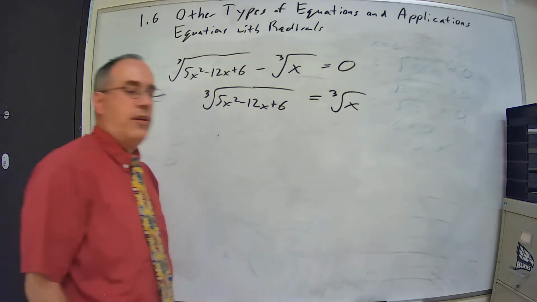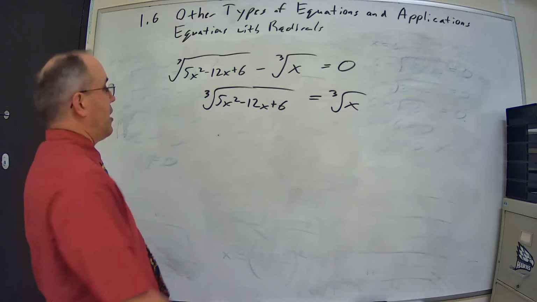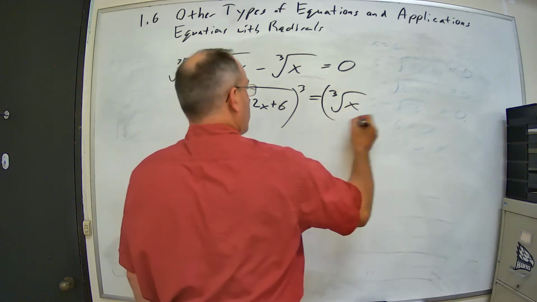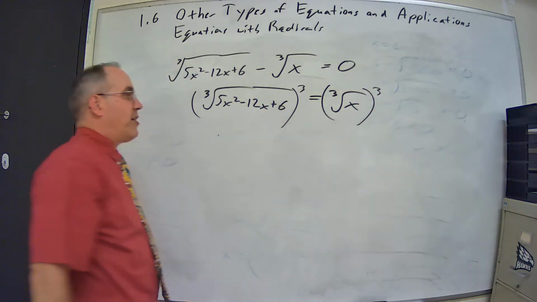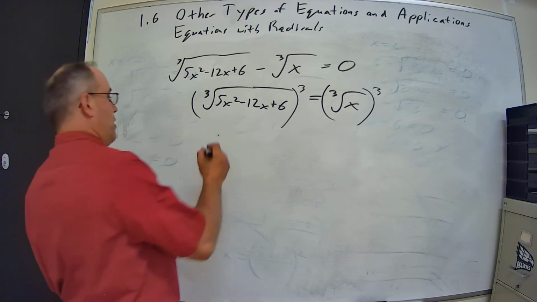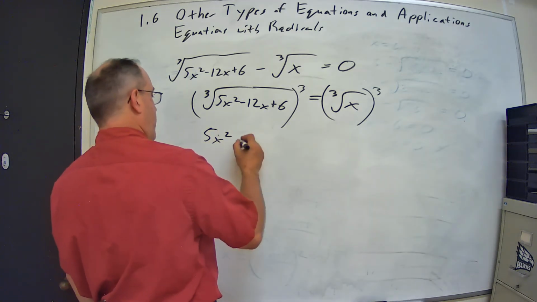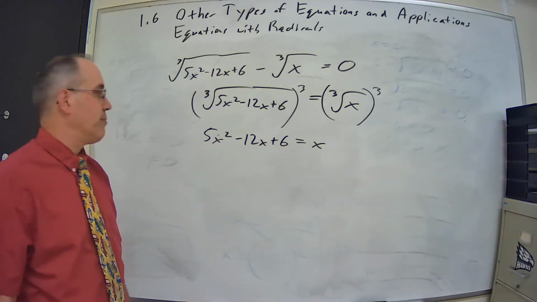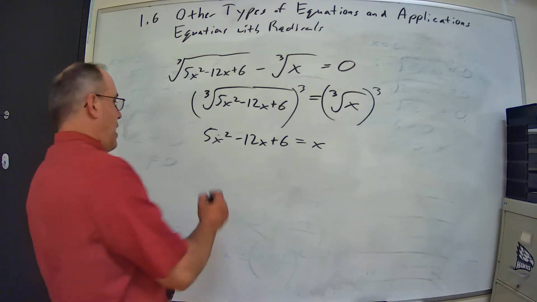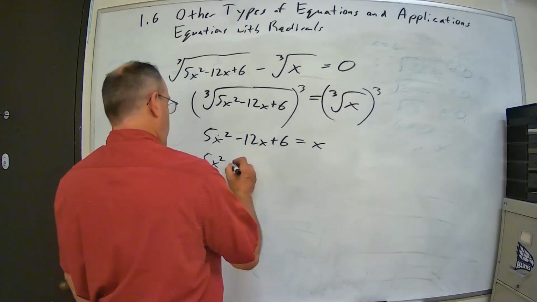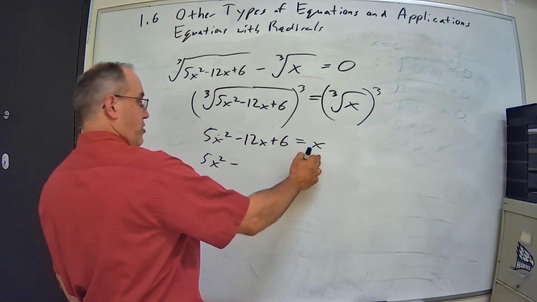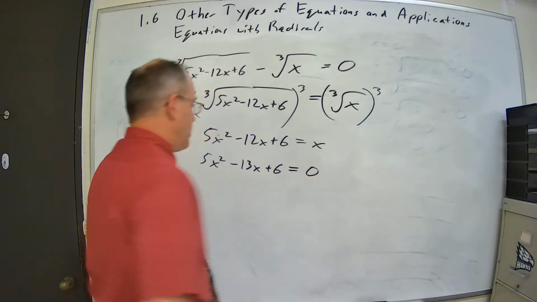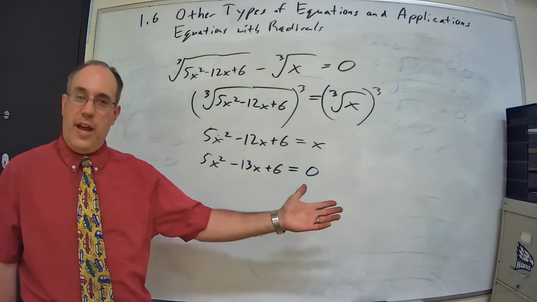Well, that actually worked out kind of handy, because now when we cube both sides to get rid of that radical, it actually gets rid of both radicals. So we end up with 5x squared minus 12x plus 6 is equal to x. Move the x over to this side. 5x squared minus, or it's plus x here, so we're going to subtract it, so minus 13x plus 6 is equal to 0. We're now in a quadratic.